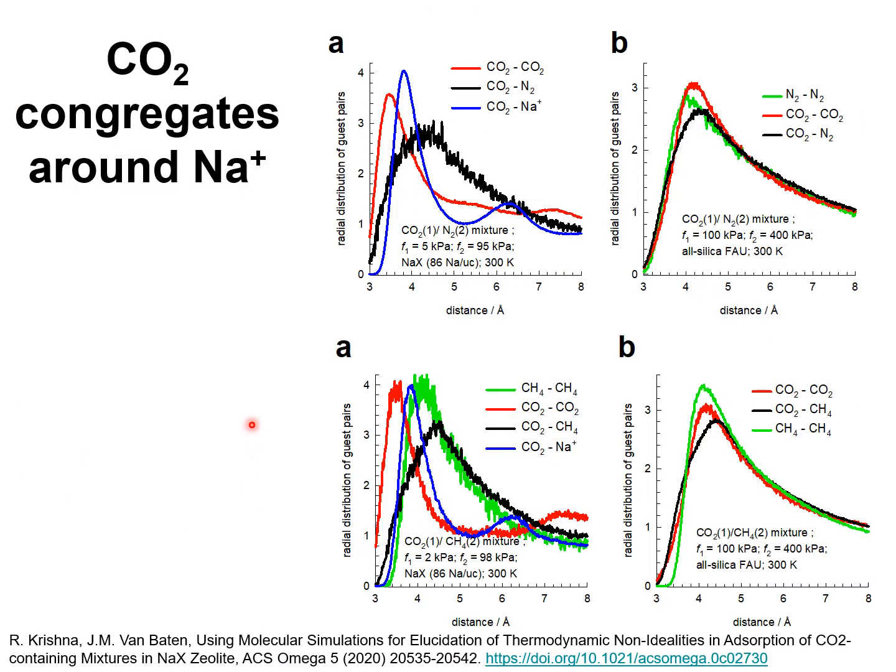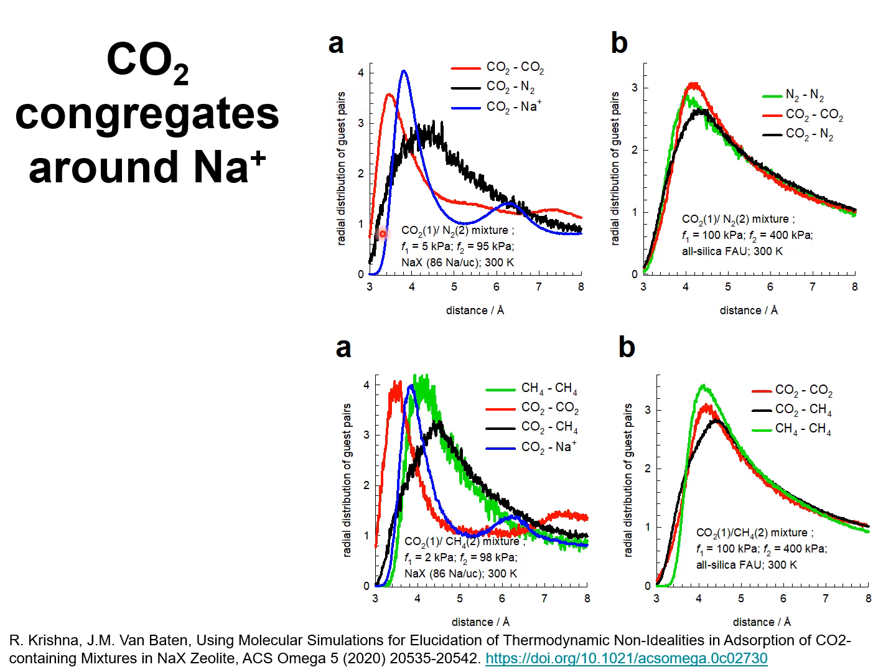We shall now demonstrate that the failure of the IAST is due to the inhomogeneous distribution of guest species within 13X zeolite. In particular, we wish to demonstrate that CO2 congregates around the extra framework sodium cations. In order to demonstrate this, we carried out CBMC simulations to determine the spatial location of guest molecules within the host framework and the intermolecular distances.